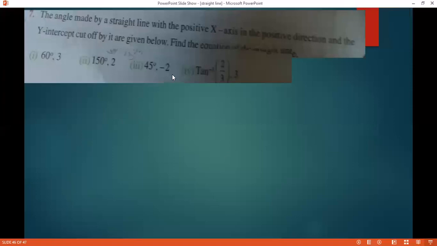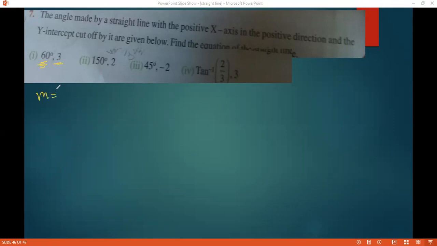The angle made by a straight line with the positive x-axis in positive direction and the y-intercept cut off by it are given below. Find the equation of the straight line. Let us look at the question: 60 degrees and 3, right? So 60 degrees and 3. We have the equation of a line with slope and y-intercept.